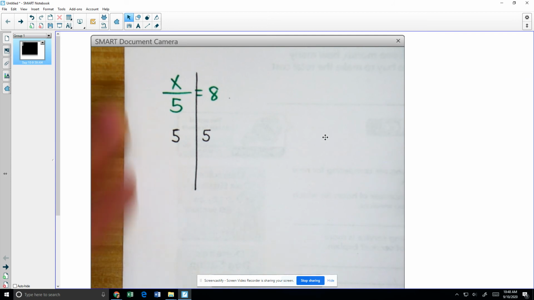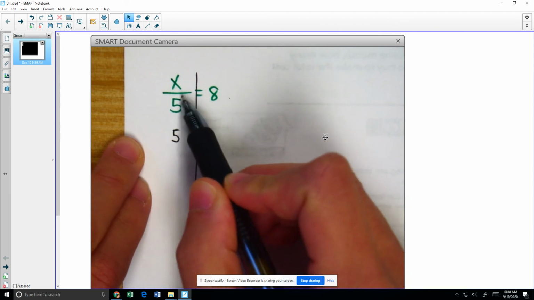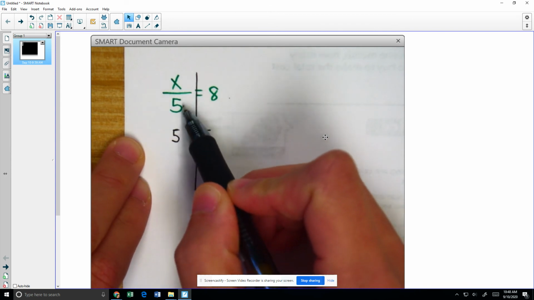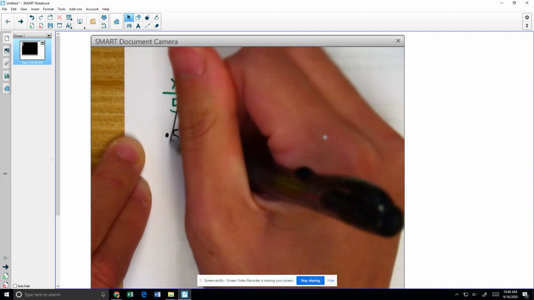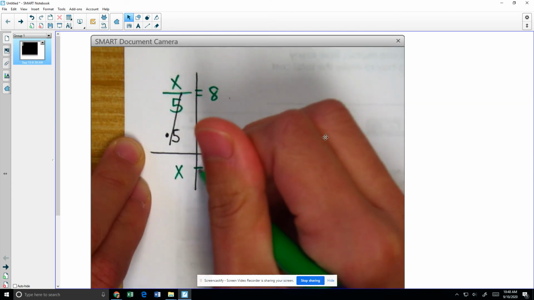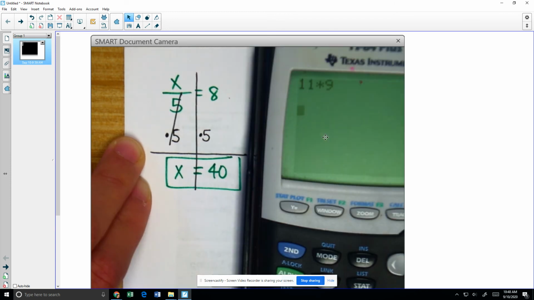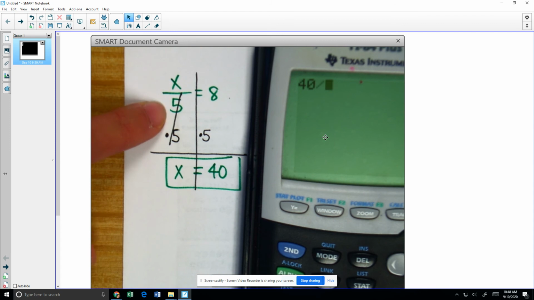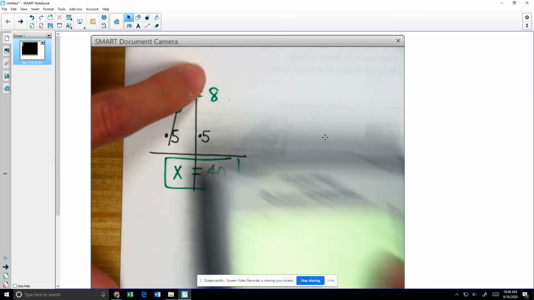How do I move the 5? I multiply. Yes, you multiply, because x over 5, over is the same thing as saying divide. x divided by 5, the opposite of divide is times. So I'm going to times both sides by 5. Left over, I get x equals 8 times 5, which is 40. And remember, you can double check your answer. x we said was 40, divided by 5, it does equal 8.